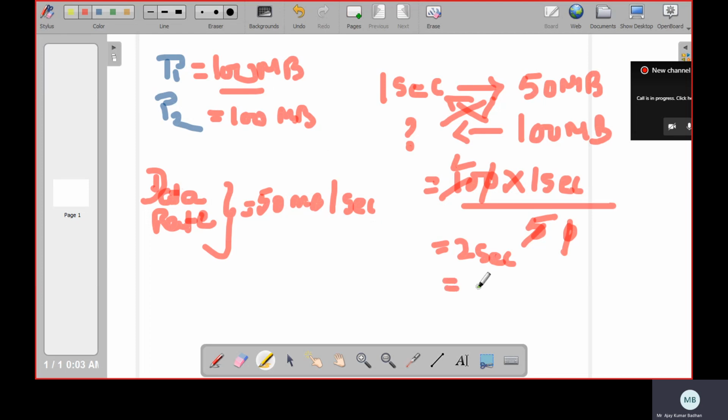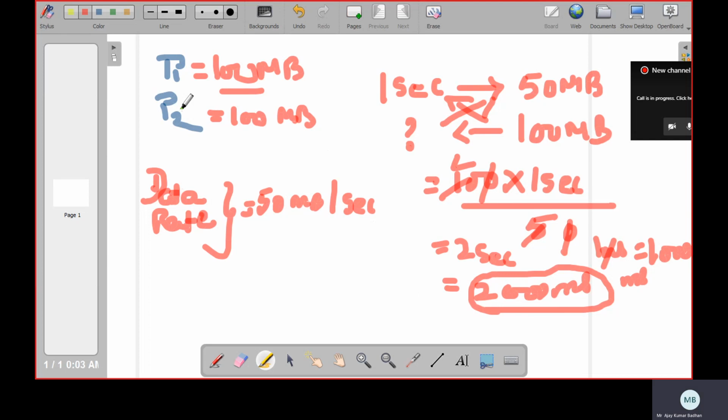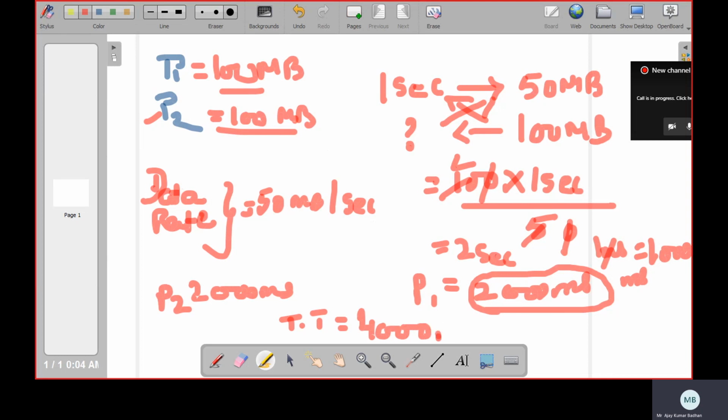If I want to convert that into milliseconds, it will be 2000 milliseconds, because 1 second is equal to 1000 milliseconds. So it takes 2000 milliseconds to swap out one particular process. If I want to swap in another process, P2 is of the same size, so it will also take 2000 milliseconds to be loaded. And this is for P1. So what is the total time? The total time is 2000 plus 2000, that is 4000 milliseconds.